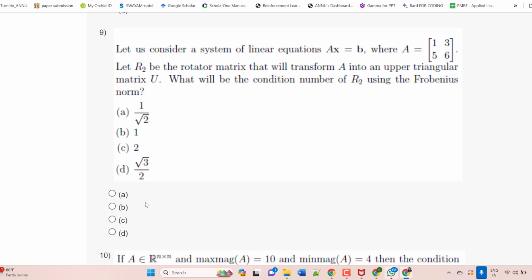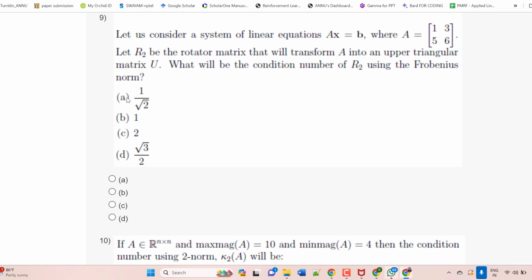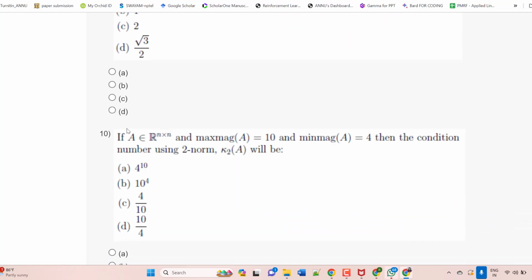Then let us consider a system of linear equations Ax equals b. Question 9: what will be the condition number of R2 using the Frobenius norm? So there will again be a formula, right? This is the norm of A into the norm of A to the power minus 1. We can also solve this for sure. I hope this is very easy. That is max by min. We will see what is the exact thing.